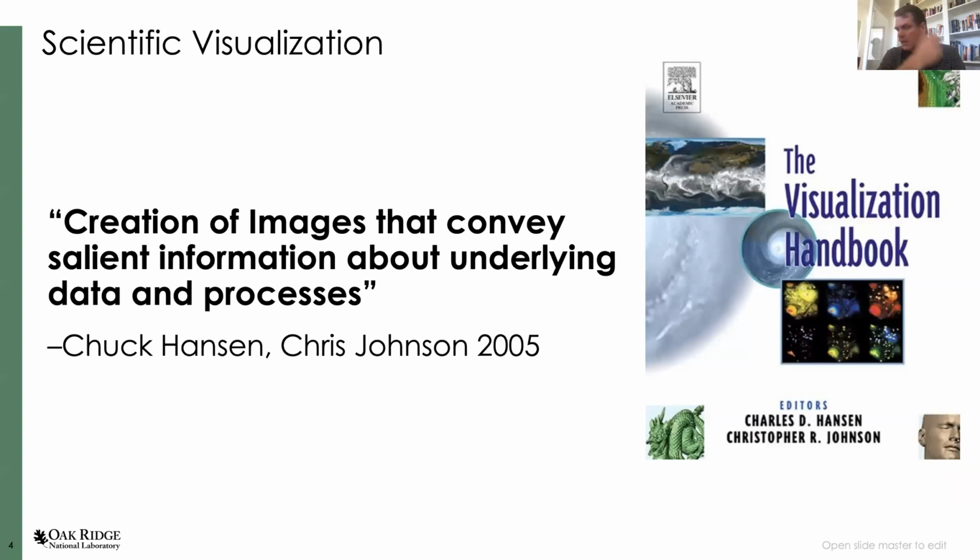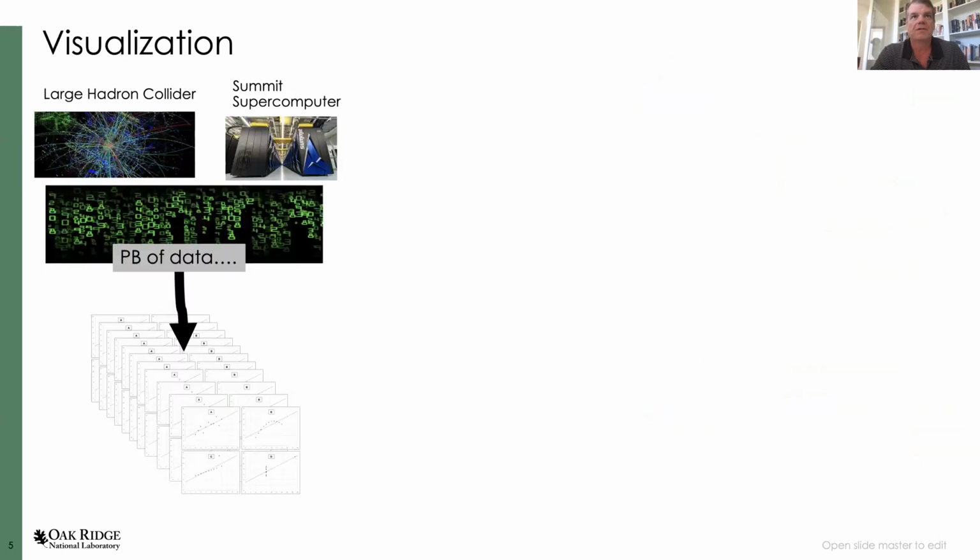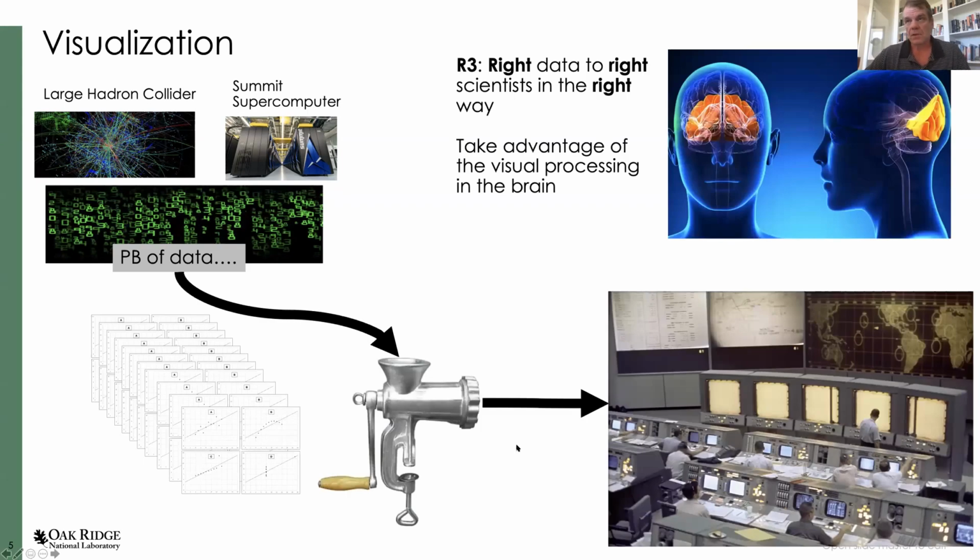So just a quick intro. SciViz, the point is to create images that convey information about what's going on inside of the data or a process that we're trying to understand. The purpose is to transform data so that it can be used by the visual processing system of the brain, which makes up a huge fraction of the brain, so that we can understand what's going on. I like to think of it as the 3 R's: the right data to the right scientist in the right way.